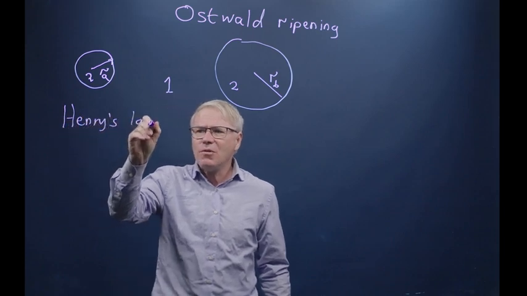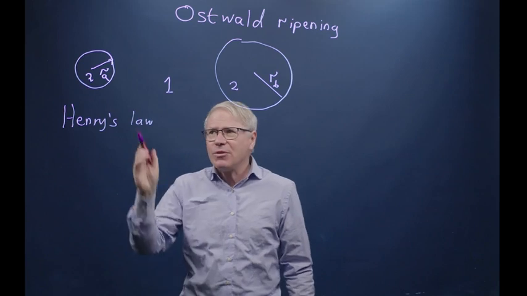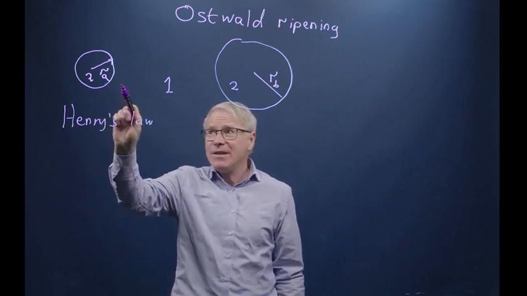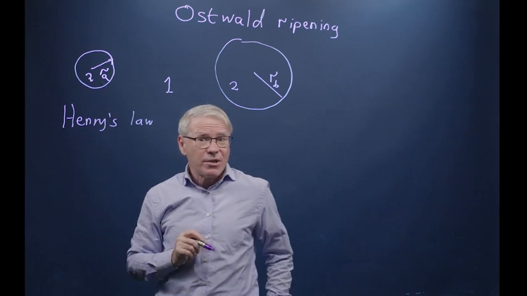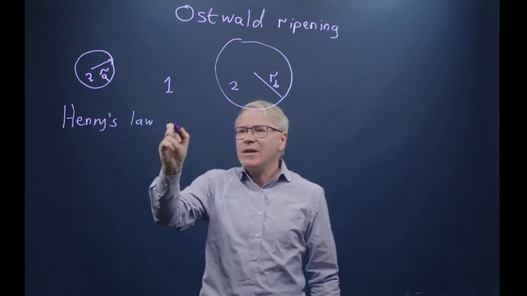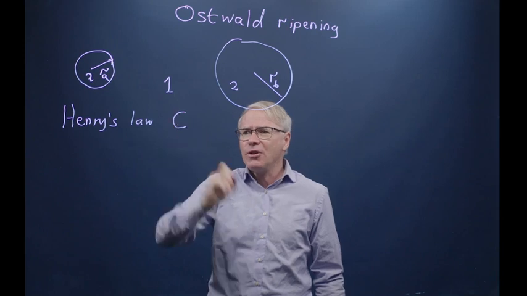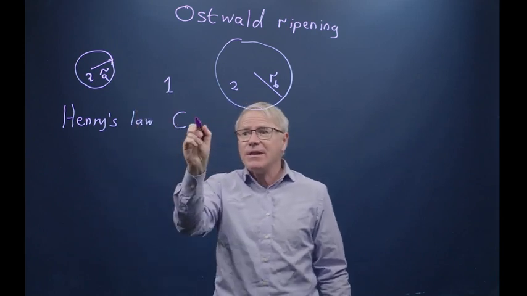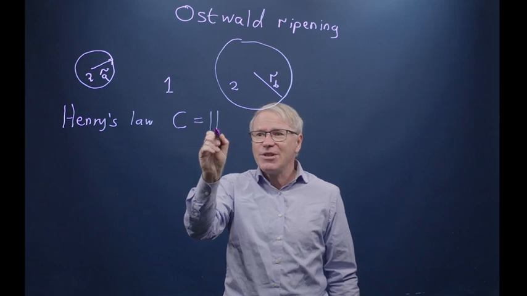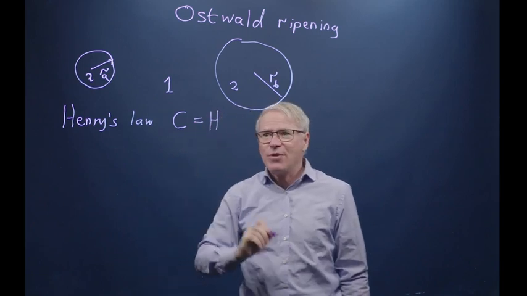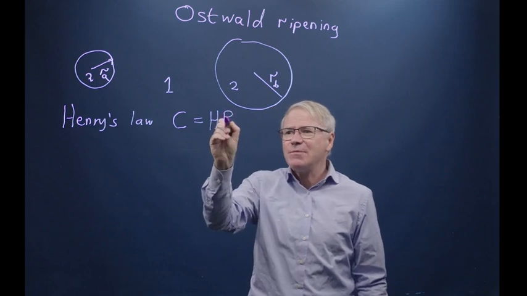Now, Henry's law says that the amount of gas that can dissolve in the aqueous phase is proportional to the pressure in the gas. So we can write that the concentration, and that's the concentration of dissolved gas in the aqueous phase, is a constant, which is Henry's constant, given with an H, times the pressure in the gas, which in this case is P2.